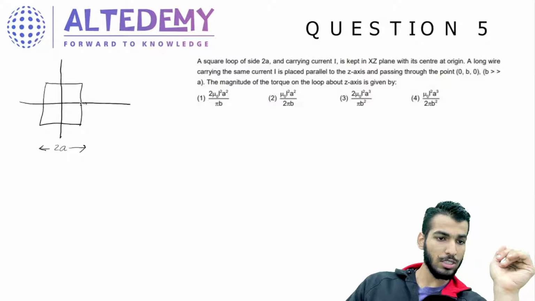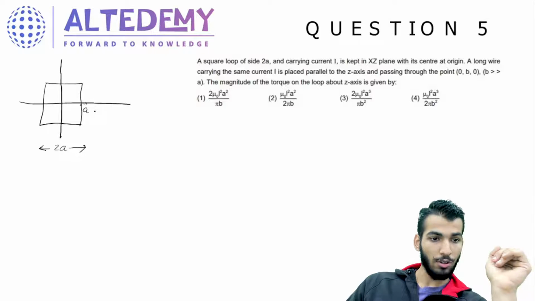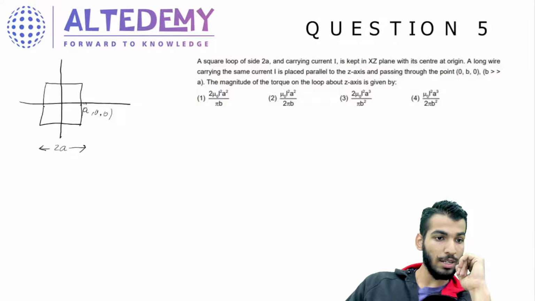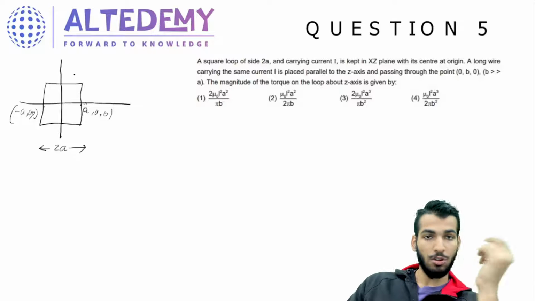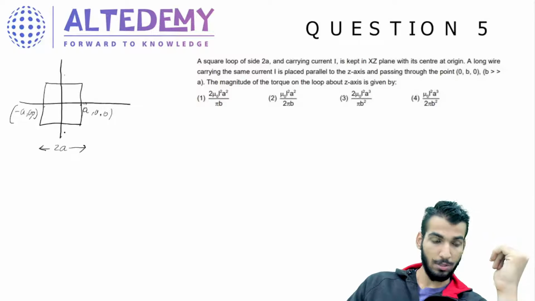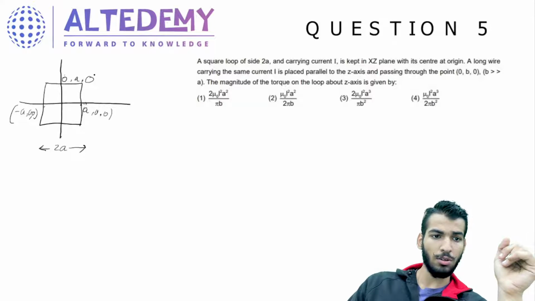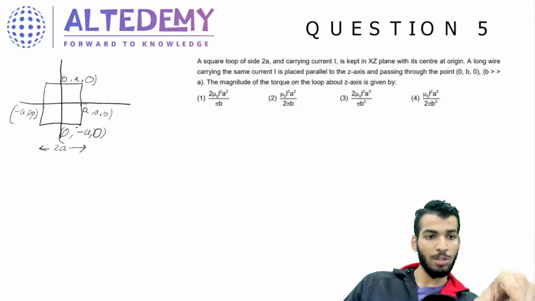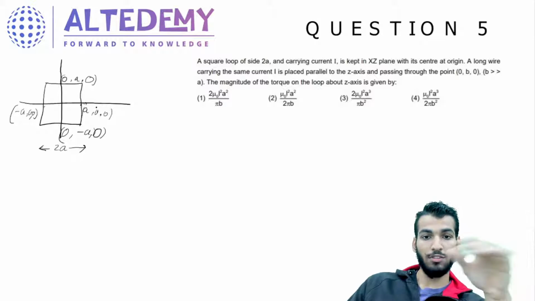So this coordinate will be A. Of course, x, y, z, that means (a, 0, 0), right? And this will be (minus a, 0, 0). And this will be (0, a, 0), and it will be (0, minus a, 0). So no need to worry about these coordinates because they will not be used if you understand what is happening in the figure.